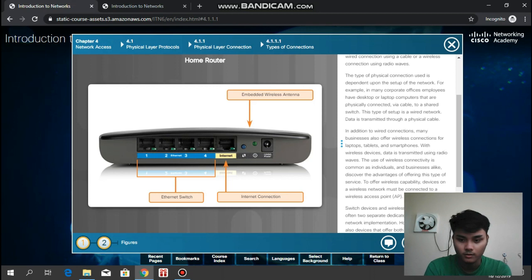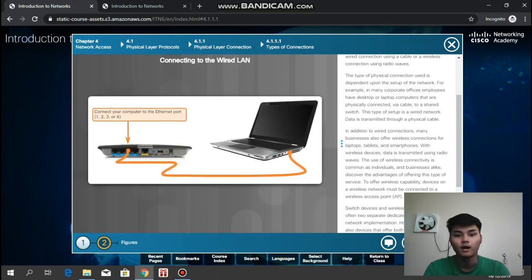As you can see, we have a device connected to the wired LAN. Here we have the home router, and here the 4 Ethernet switch ports, so we can use one of those. We will unplug some wire. For example, we will use a UTP cable for us to connect the router and the laptop.